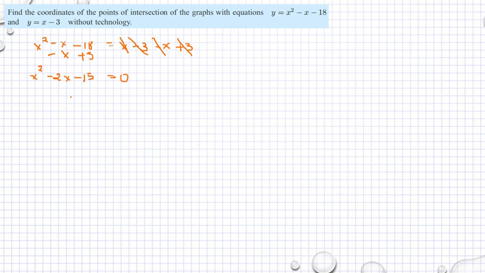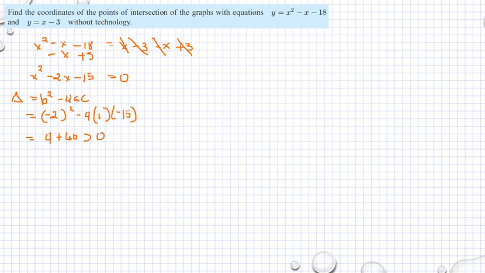If you want to test whether you have two points of intersection or one, you can do the discriminant, b squared minus 4ac. B is negative 2, squared, minus 4 times a, which is 1, times c, which is negative 15. And we have 4 plus 60, and that is greater than 0. So we have 2 points that we're going to look at.